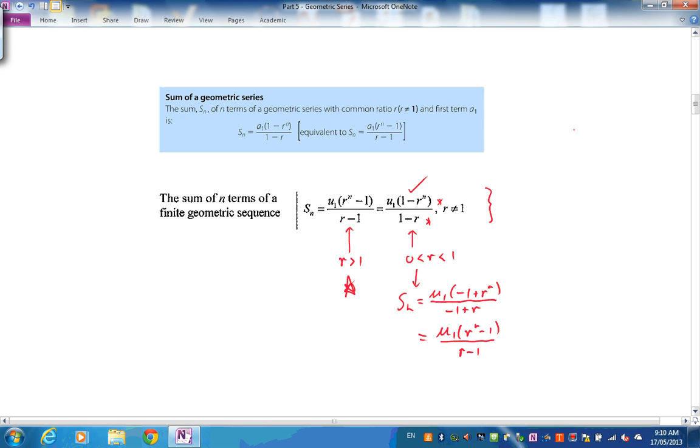So it doesn't matter which one you use. Both will give you the same answer. It's just a little bit more convenient to keep the bottom line here positive. So you'll use this one over here for r bigger than 1, and then this one when you have a fraction to keep the bottom line here positive. 1 take a fraction will give a positive. But it doesn't matter. Both will give the same answer for any r.